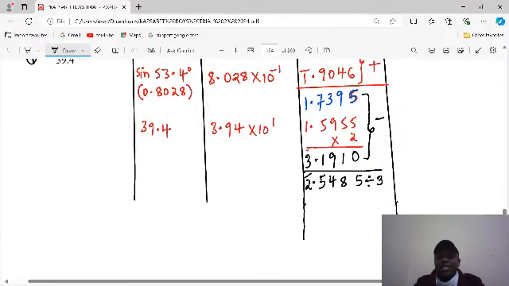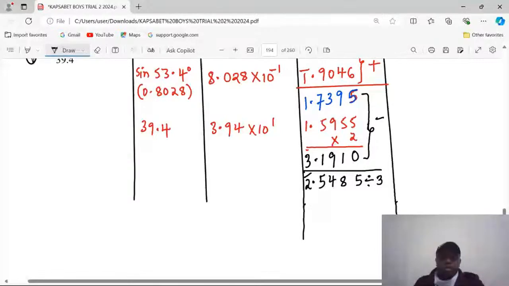When you look at the characteristic part, that is the whole number part of the logarithm, it is not directly divisible by 3. So what do we do? We make it a multiple of 3. How can we make it a multiple of 3? We can make it a multiple of 3 by subtracting 1, whereby it shall become bar 3 after subtracting 1.